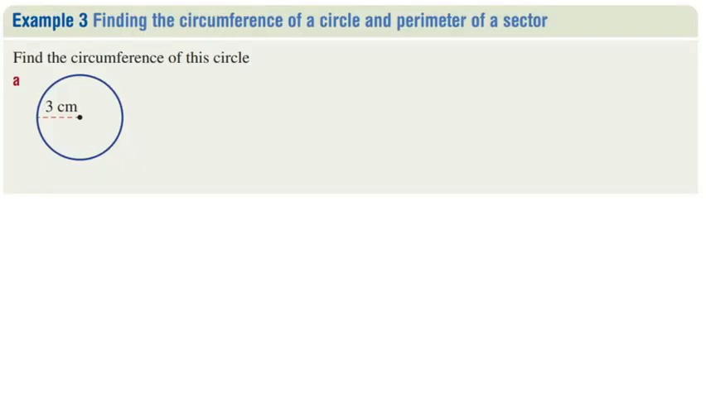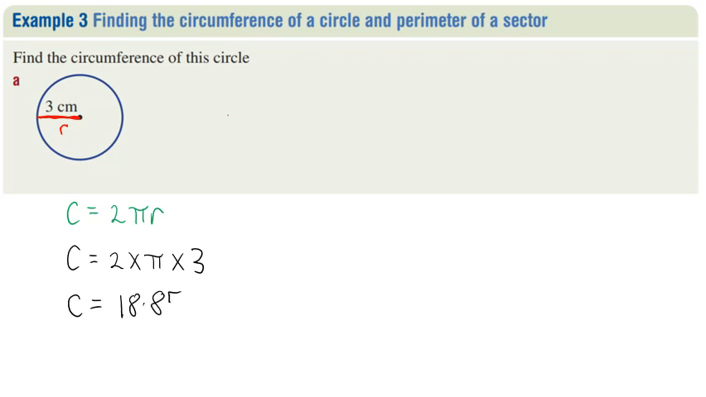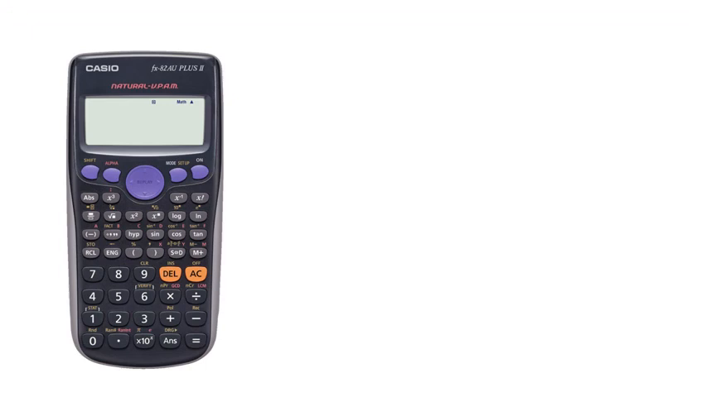Let's find the circumference of this circle. So the formula is C equals 2 pi r. So circumference equals 2 times pi times r. So with this circle here, the r, the radius, is 3 centimeters. So times 3. And you just pop that into your calculator and the circumference is 18.85. To get the pi symbol on your calculator, you press Shift and then this button here, and that will give you pi.